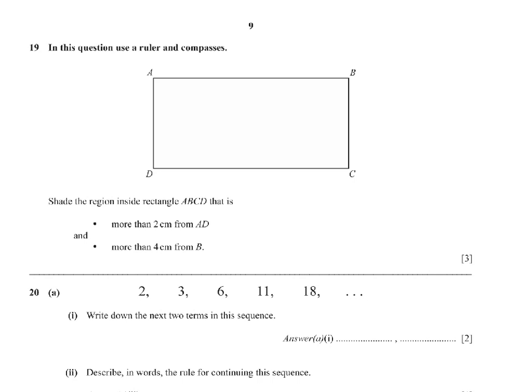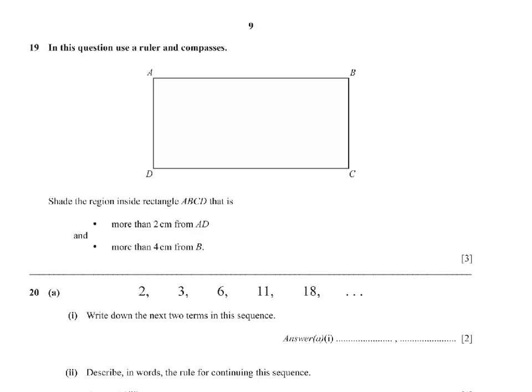So we're going to have a look at question 19 now together, and it says in this question use a ruler and a compass. Those are the tools you need to use to answer the question. And it says shade a region inside rectangle ABCD that is more than 2 centimeters away from AD. So this is AD. And more than 4 centimeters away from B. Okay, so this is about loci, and loci from a line. So it has to fit both descriptions. So we're going to first construct these loci, and then we'll start shading.